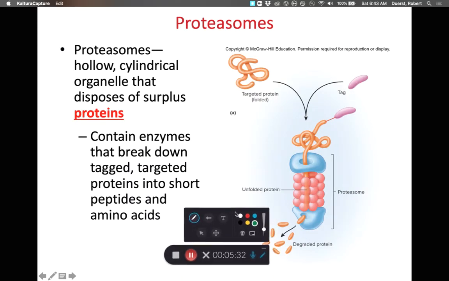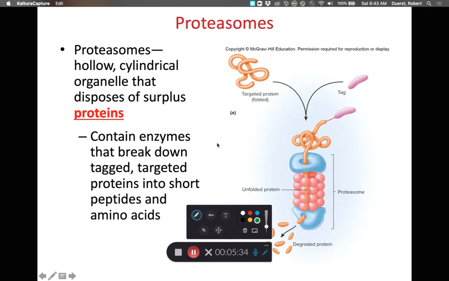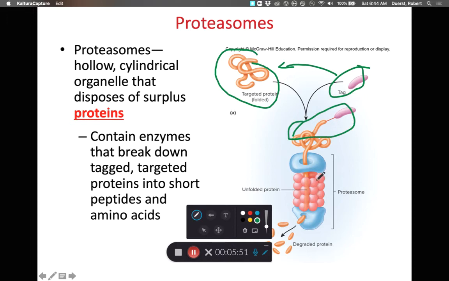We also have proteasomes in our bodies. Proteasomes are a hollow, non-membranous organelle that is going to dispose of surplus proteins. So here's our protein that's being designated for destruction. We're then going to tag that protein, and once the protein is tagged, it's then going to be assimilated, processed by the proteasome.